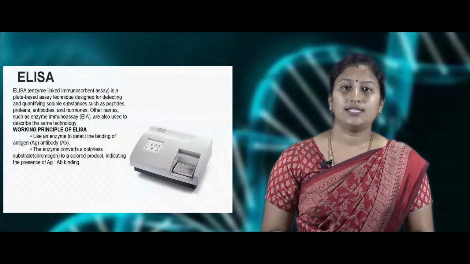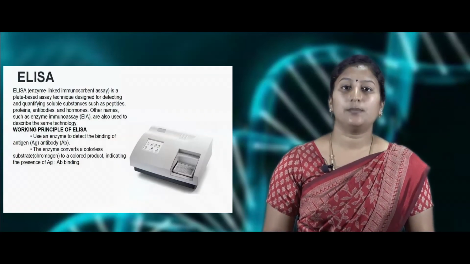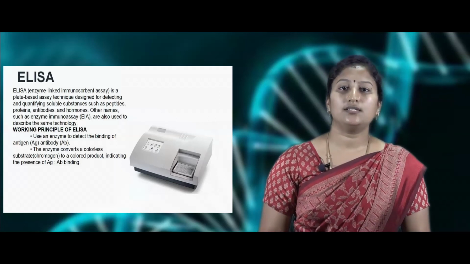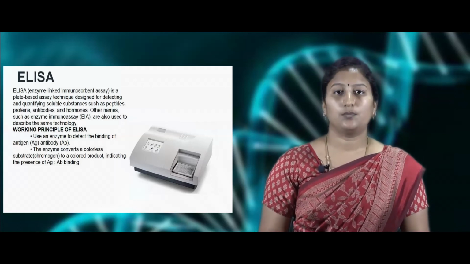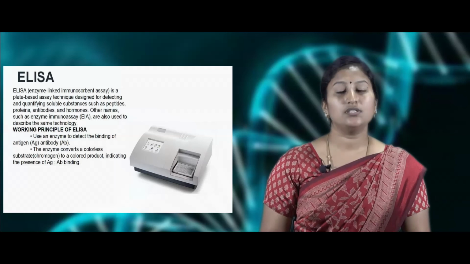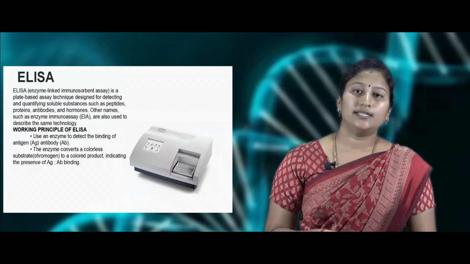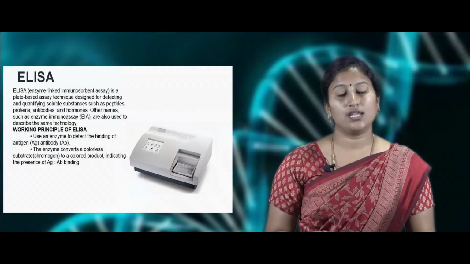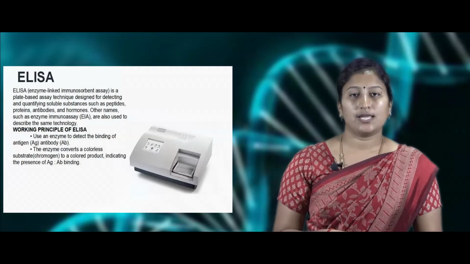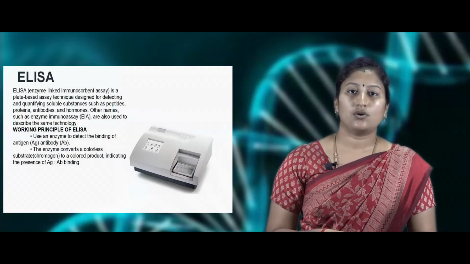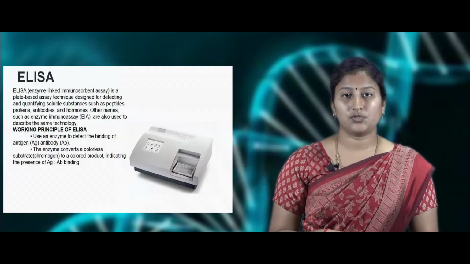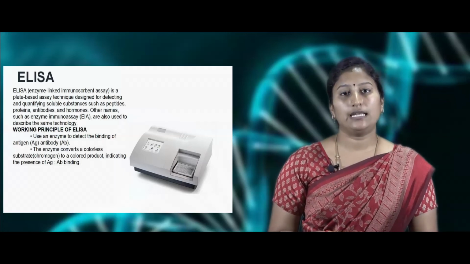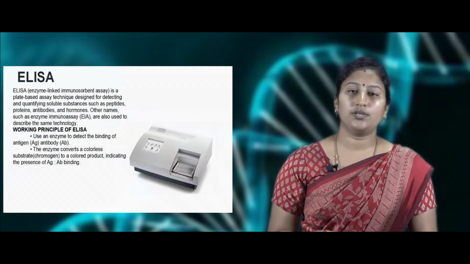ELISA machine. Enzyme linked immunosorbent assay is a plate based assay technique that is designed in order to detect and quantify soluble substances like proteins, peptides, antibodies and hormones present in the blood. Other names such as enzyme immunoassay are also used to denote the same technique. ELISA uses an enzyme in order to detect the presence of antigen antibody binding. This enzyme converts the colorless substrate to a colored product indicating the presence of antigen antibody binding.